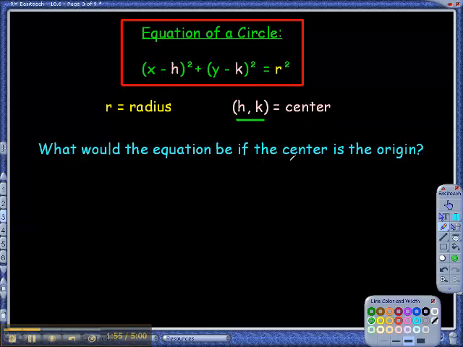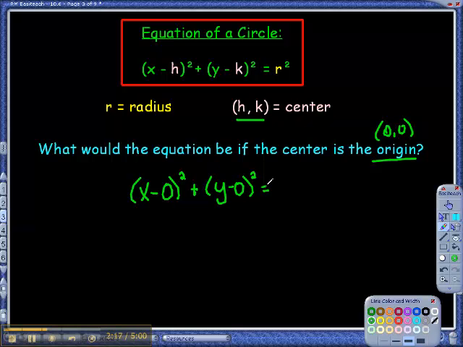So if the origin was the center of the circle, then we could say x minus, that x value would have been 0 if it's at the origin, 0, 0. So x minus 0 quantity squared plus, and we would say y minus 0 too, that y value of our ordered pair, quantity squared, should equal our r squared. And because we know that we're taking something minus 0, you could just say x squared plus y squared is equal to r squared.